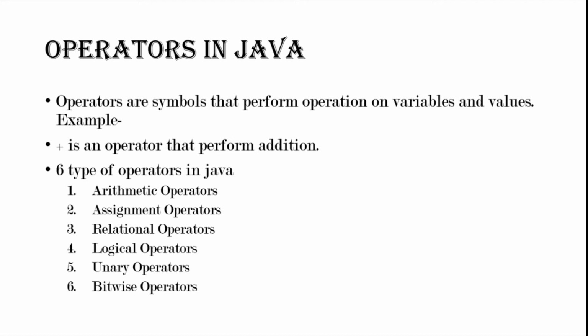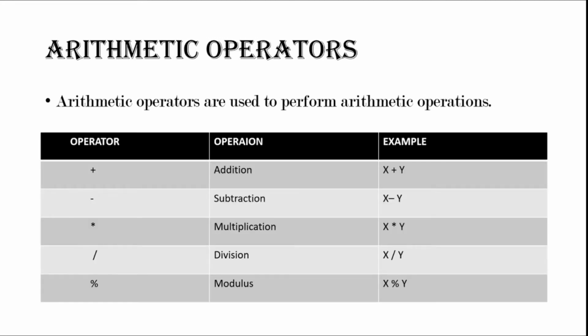There are six types of operators in Java. First one is arithmetic operators. These operators are used to perform arithmetic operations. These are plus, minus, multiplication, division, and modulus.